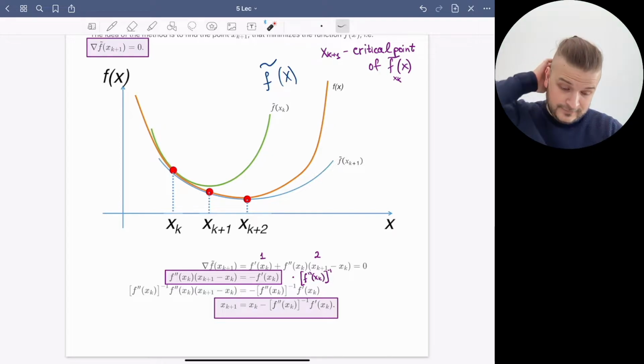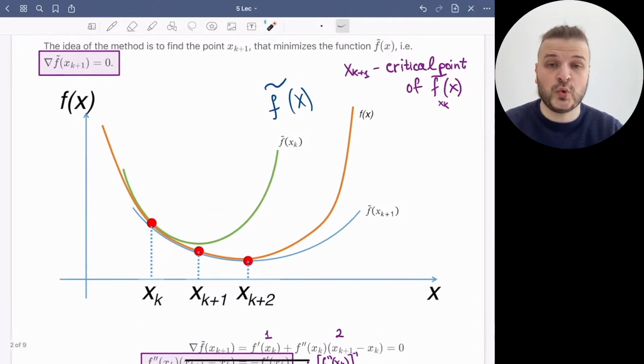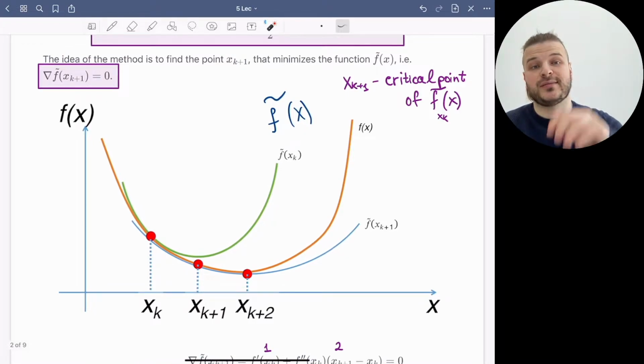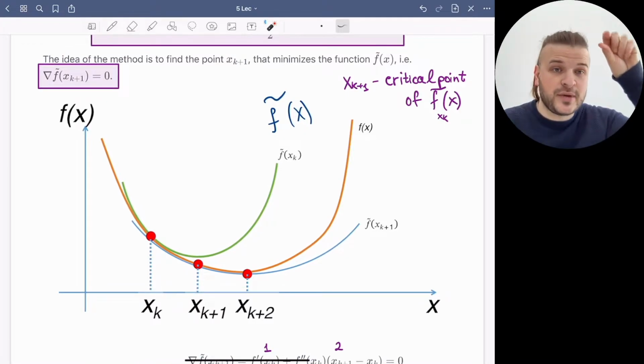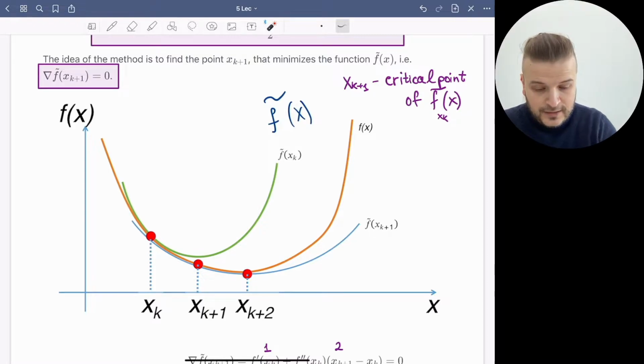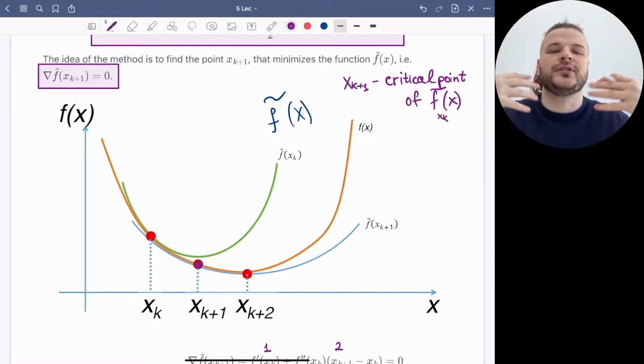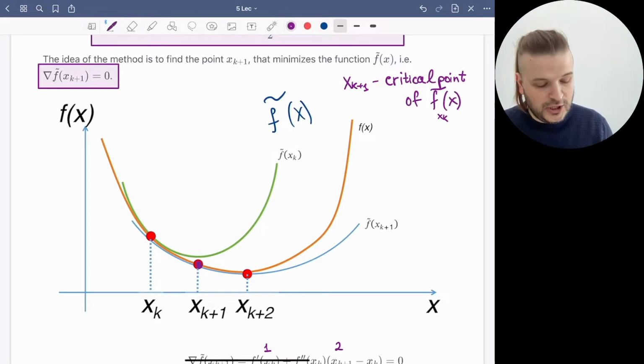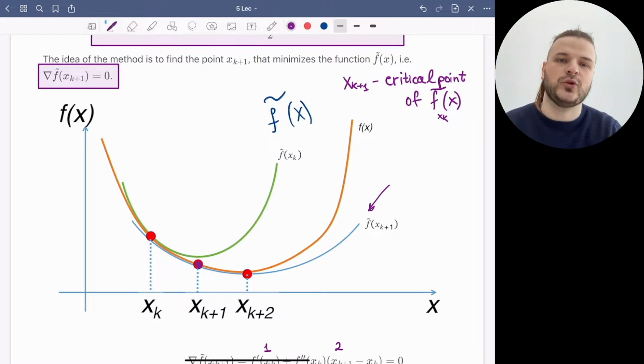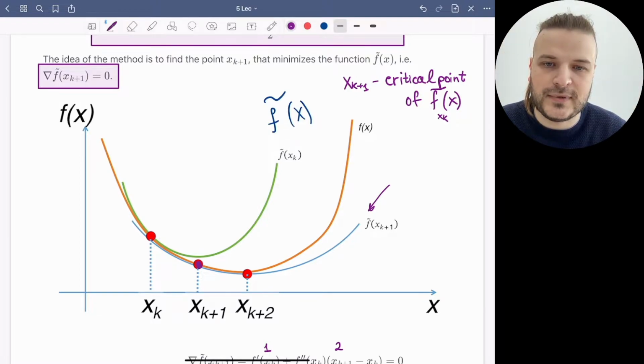And the procedure will be the following. You'll just build a local quadratic approximation and you'll go to the minimum. And here at the new point, you build a new quadratic approximation, which is presented here, and so on and again. That will be an iterative process until some convergence.